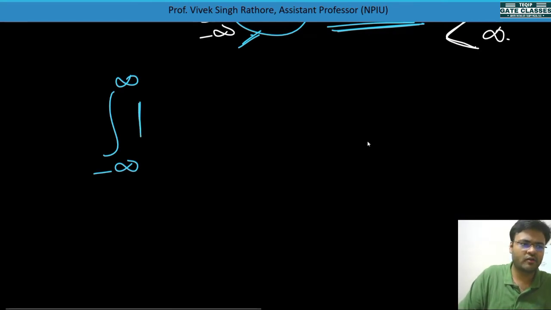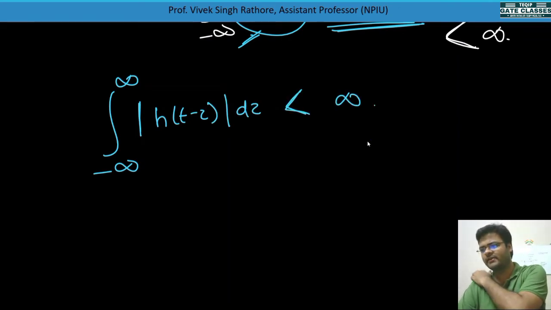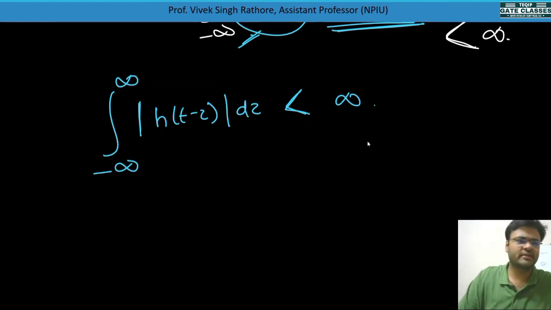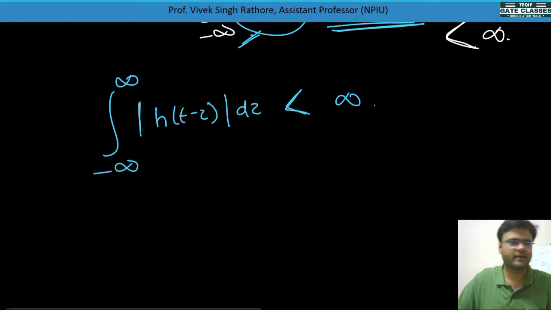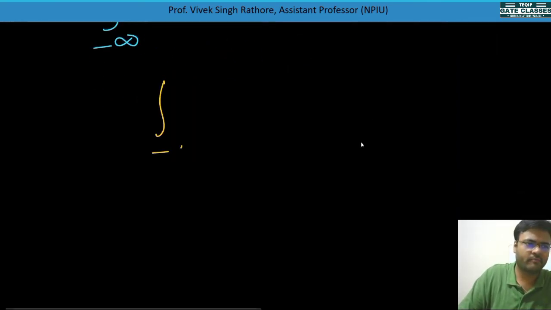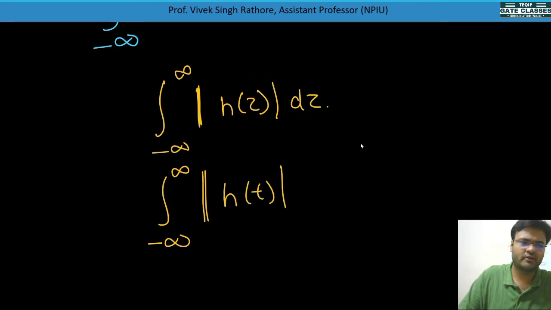So ultimately the integral of h of t minus tau d tau should be less than infinite. That is the main point. Or we can say that these signals are actually the shifted one. So you can also say that from minus infinite to infinite, the mod value of h of tau d tau, or if you are not comfortable with tau, h of t dt, should be less than infinite.